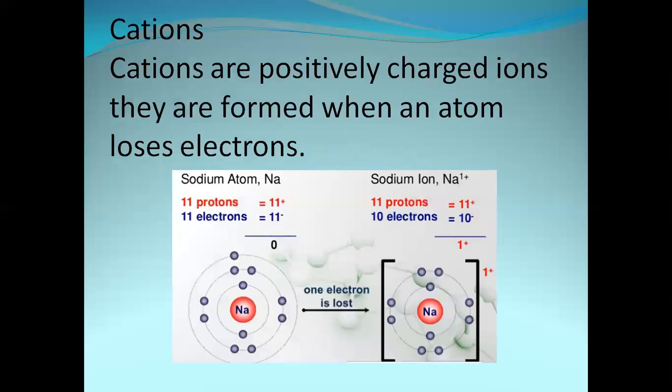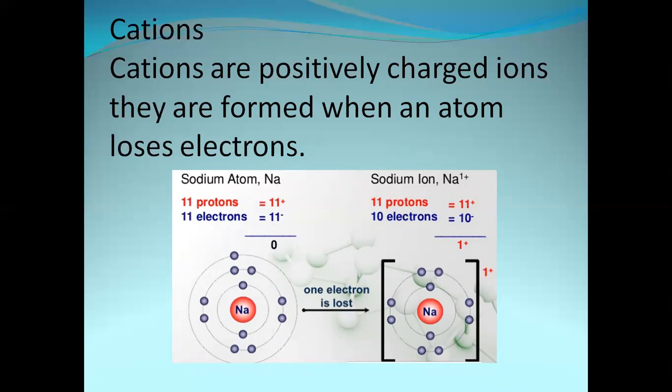Next, we will be studying something about the cations, the positively charged ions, and how they are formed. Basically, cations are positively charged ions, and they are formed when an atom loses an electron. You all know that electrons are negatively charged particles. Whenever an atom loses an electron, it means that the number of protons in that particular atom is now greater than the number of electrons, and as a result, the overall charge on that ion would be positive.